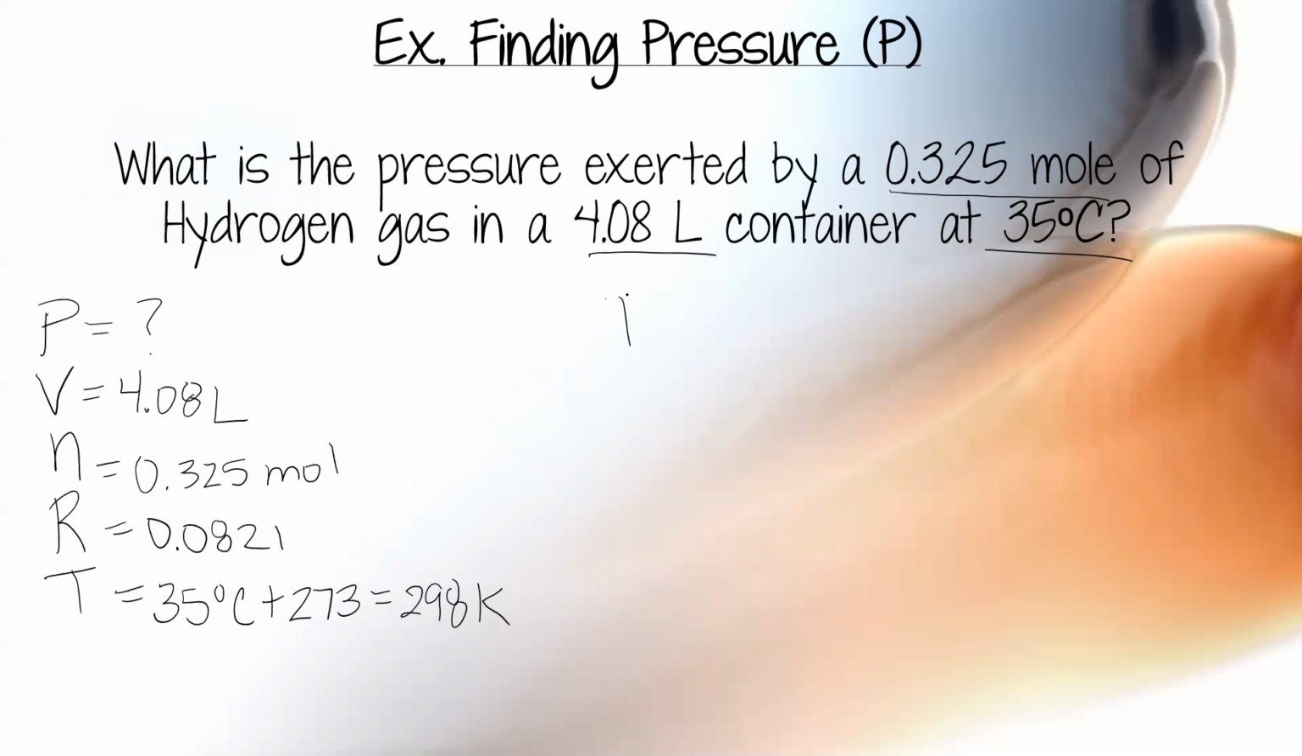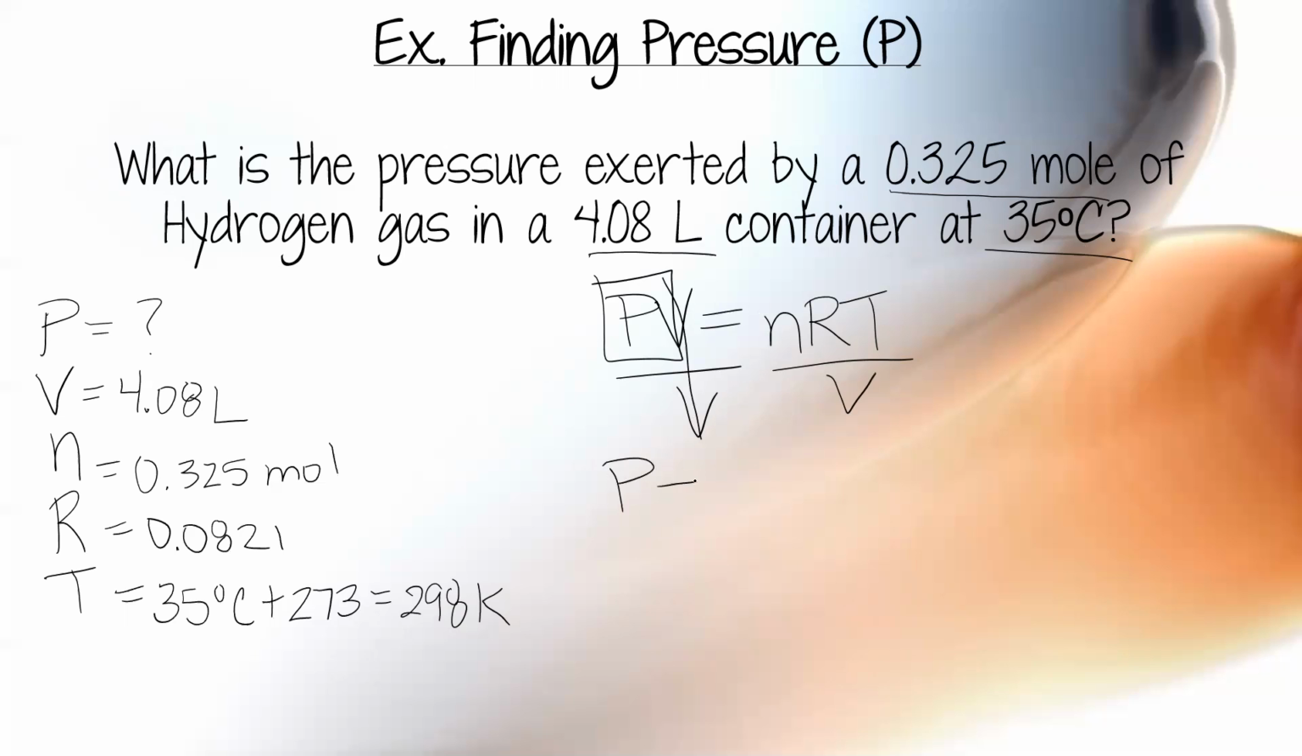So the equation is PV equals nRT. I am solving for P. So to get P by itself, I have to divide both sides by V. That will cancel out V. So P is equal to nRT over V.